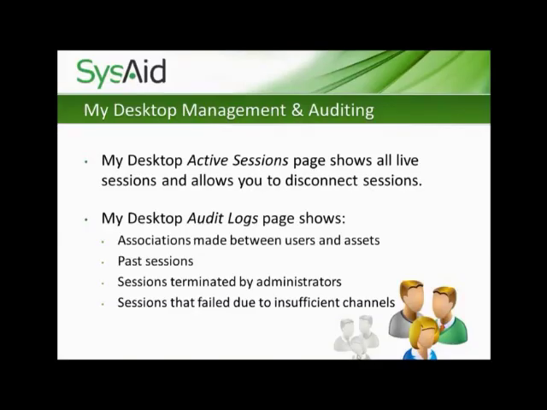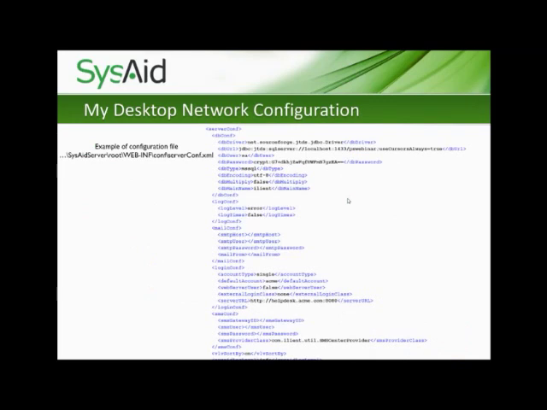Now let's go ahead and discuss the network configuration. This is the only thing you might need to configure that is not within the web interface. This is basically the network configuration for RCG. We started talking about my desktop by saying that it is based on RCG. So same configuration here. This is a config file located in the SysAid's server directory. You can see the path on the top left.